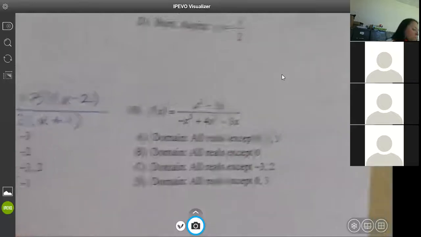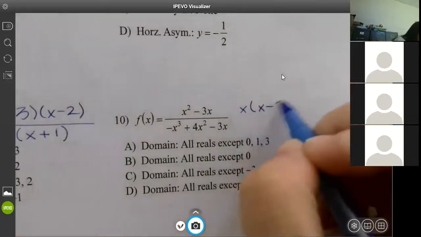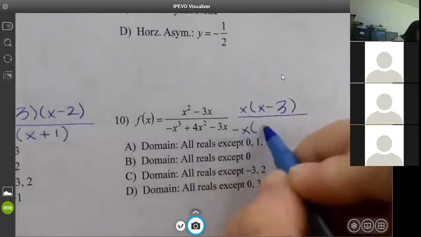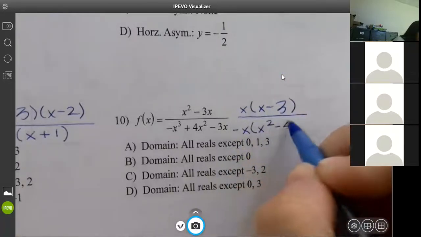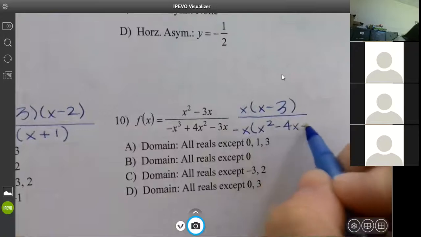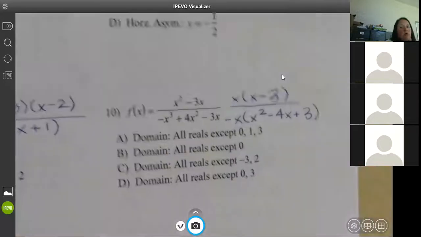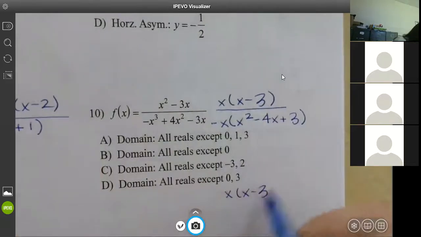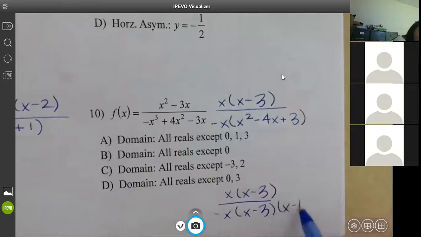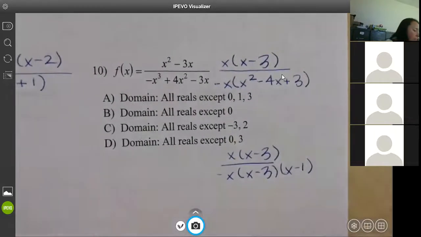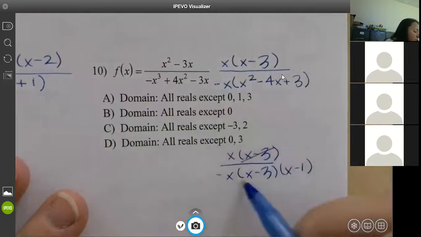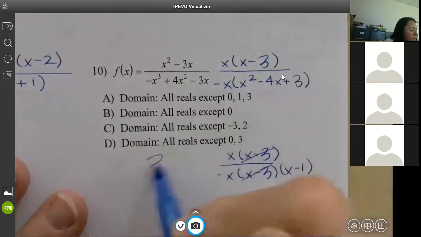So number 10, I can take out an x. It leaves me with x minus 3. On the bottom, I need to take out a negative x. It'll leave me with x squared minus 4x plus 3. What are your factors of 3 that add to negative 4? Okay, so there are your factors. What can I do? Which makes a hole at 3. So I'm going to write 3 down.